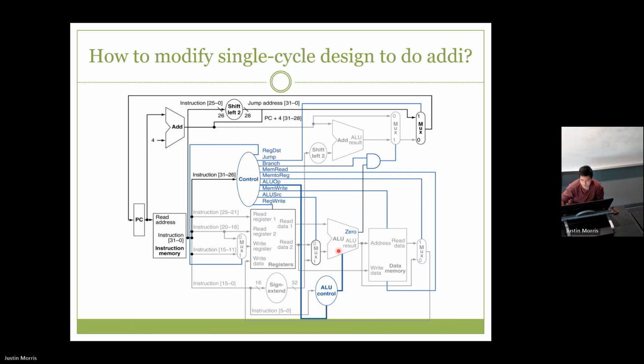But the main problem is we do have to change our control. Because we need to make sure that the destination register is RT, and that this ALU source over here is the sign extended immediate. And we're not going to write to memory. And this MemToReg is going to be taken from the ALU. And because we changed all of those, we're going to re-implement control. Okay.